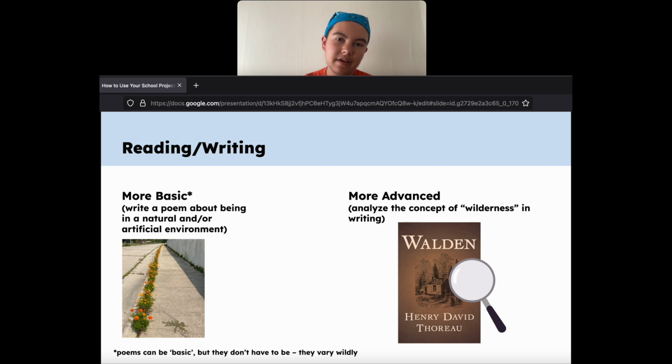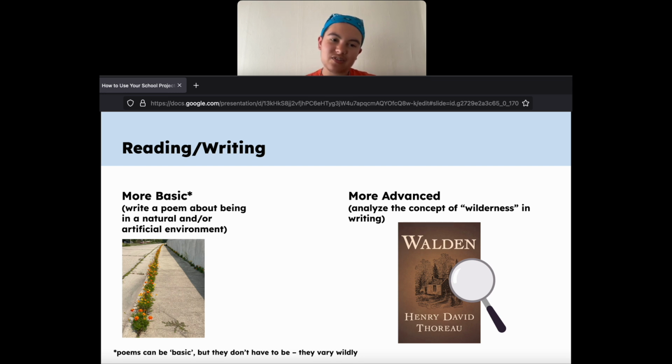For reading and writing, or for English classes, there's a lot you can do here as well. This is how we're communicating to people about the climate crisis and why the planet is worth saving. For something more basic, you could write a poem about being in a natural or artificial environment. What does it feel like when you're out in the park? Or what does it feel like when you're sitting there at the bus stop watching all the cars and buses go by? What do you think about your connection to the natural world?